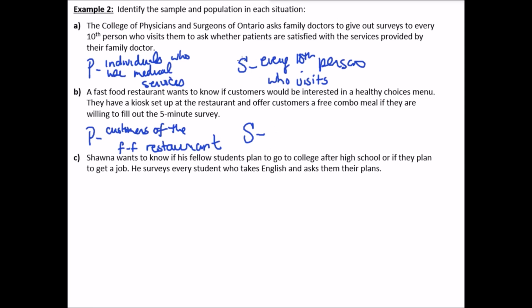Okay, and who is their sample? Anyone who fills out the survey. So that's pretty convenient. Anyone who fills out the survey.